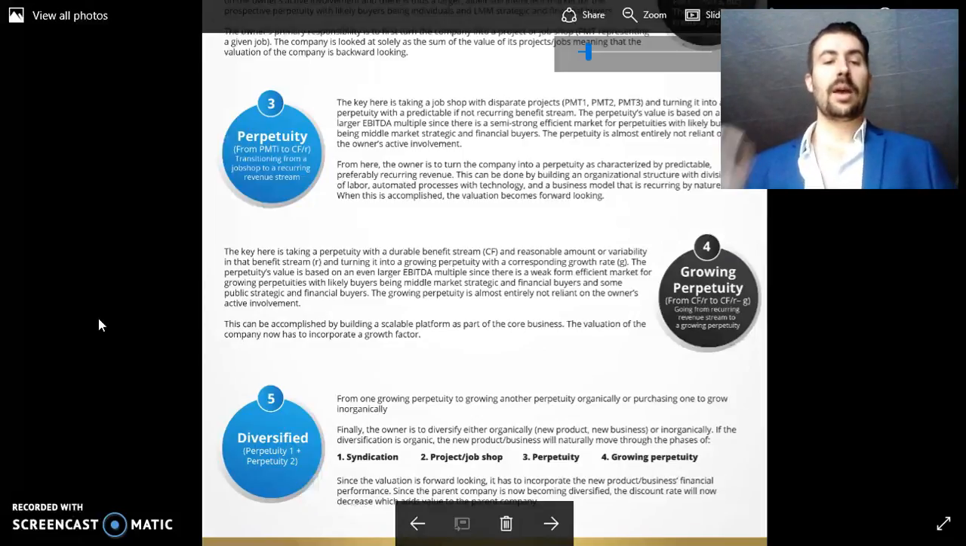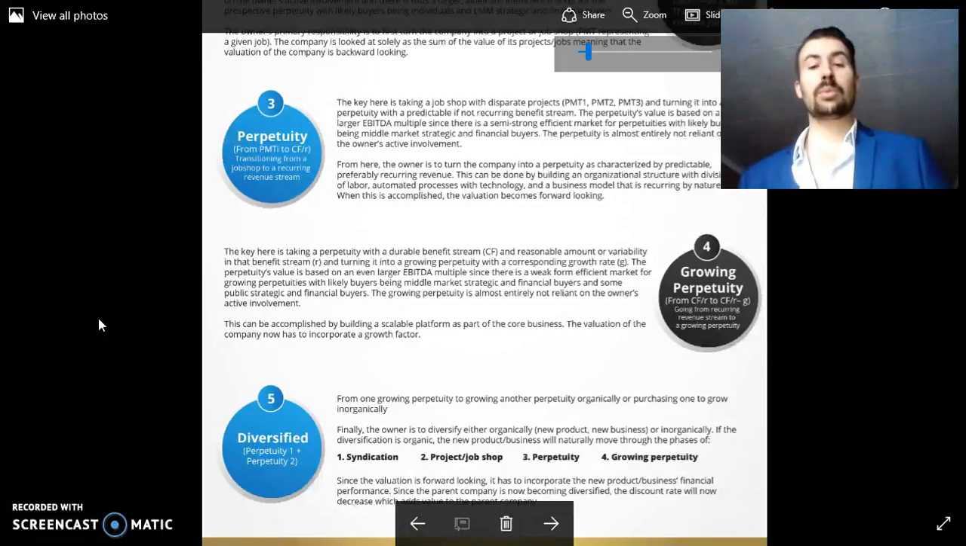The perpetuity's value is based on an even larger EBITDA multiple, since there is a weak form efficient market for growing perpetuities, with likely buyers being middle market strategic and financial buyers, and in fact some public strategic and financial buyers are entering the market for growing perpetuities as well. The growing perpetuity is almost entirely not reliant on the owner's active involvement, one of the key de-risking variables. And so this can be accomplished by building a scalable platform as part of the core business. The valuation of the company now has to incorporate a growth factor like we talked about in the formula.